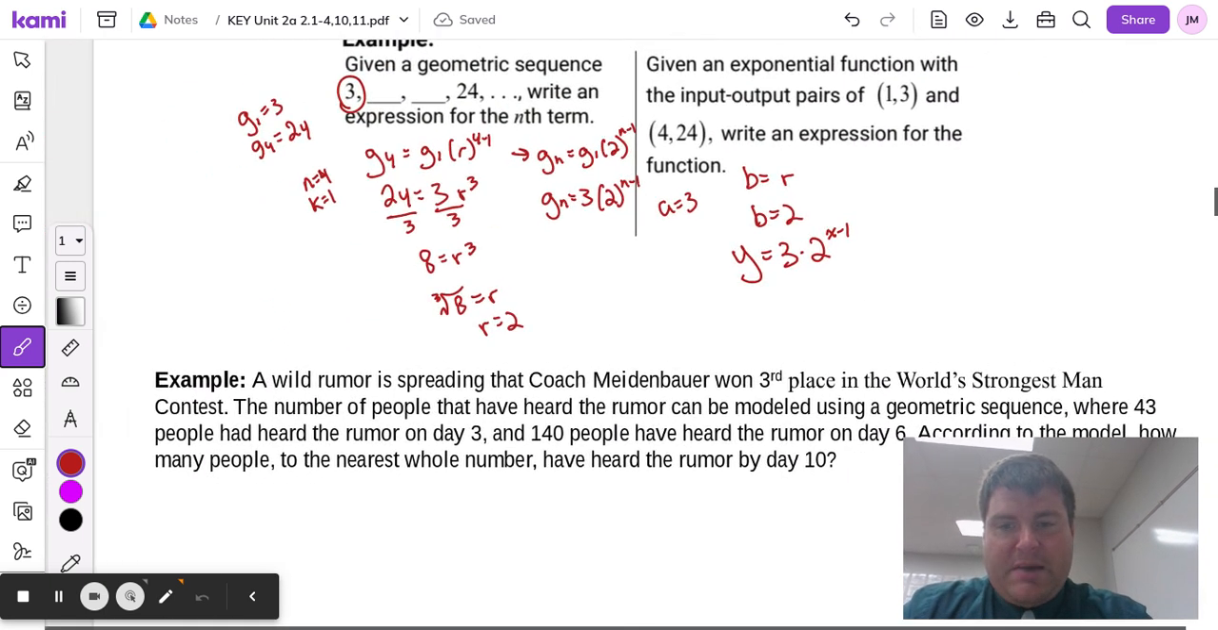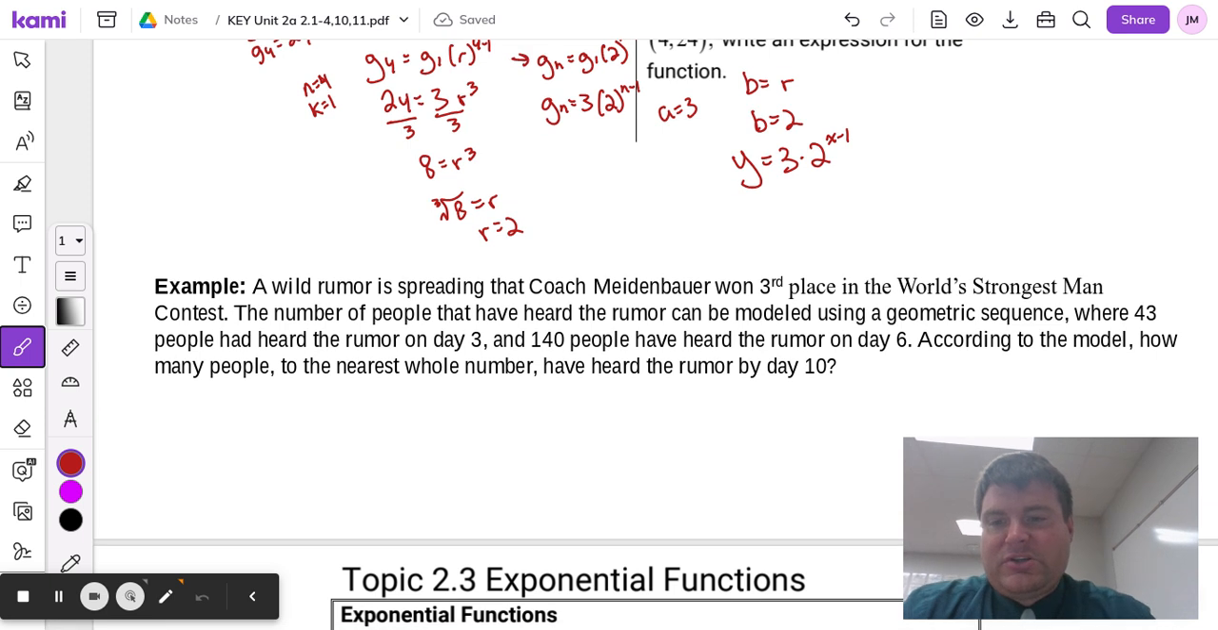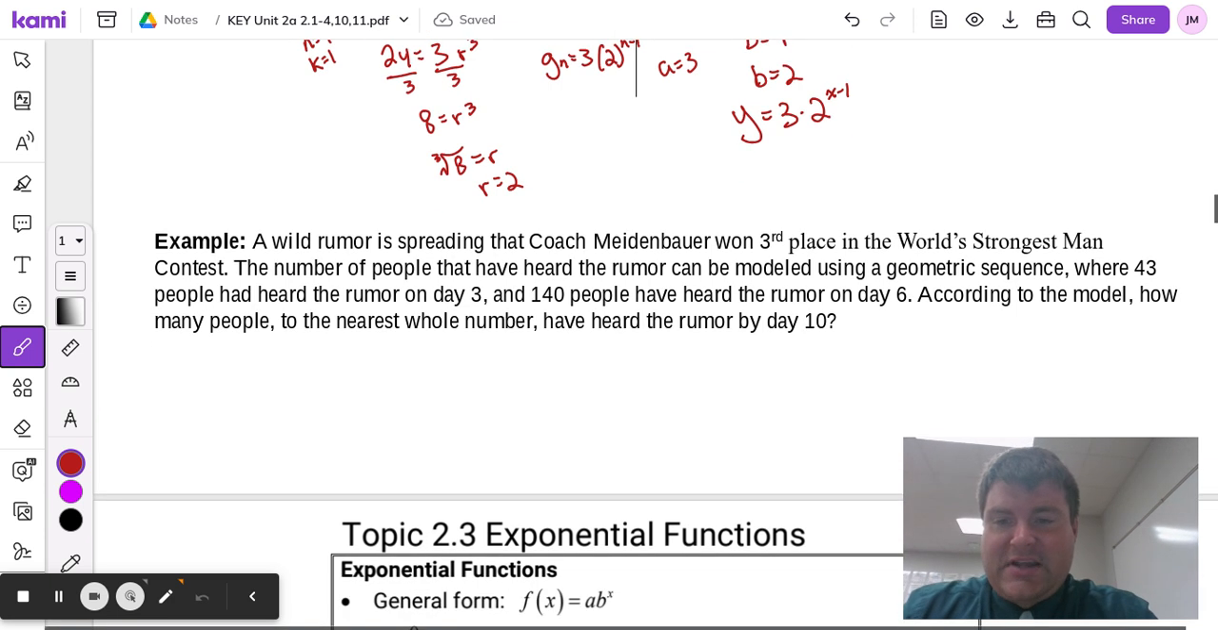All right, let's actually do an application thing. There's this wild rumor that's spreading that Coach Meinbauer won 3rd place in a World's Strongest Man contest. We all know how untrue that is. All right, so let's just not even believe that.